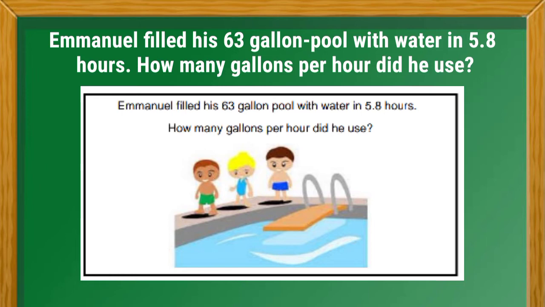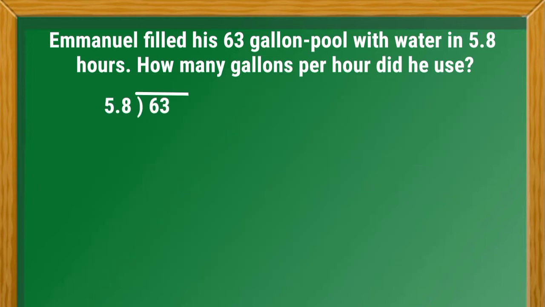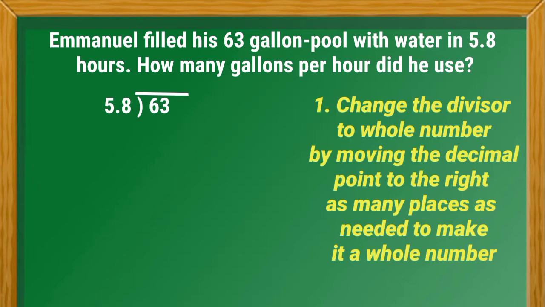In order to answer the problem, we need to divide 63 gallons by 5 and 8/10 hours. Step number 1. Change the divisor to a whole number by moving the decimal point to the right as many places as needed to make it a whole number. So we have 63 divided by 5 and 8/10. Our divisor here is a decimal number, so we are going to move the decimal point to the right.